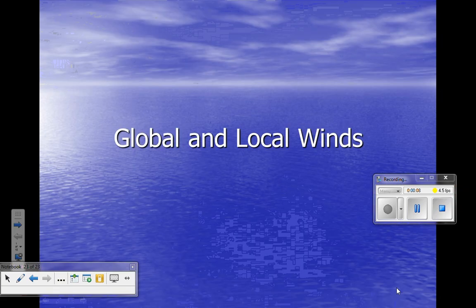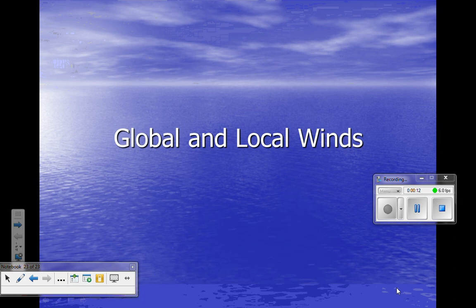Okay, we're going to look at global and local winds. So on the next clean page in your journal, you're going to write the heading, Global and Local Winds. Please make sure that you are on a right-hand page.